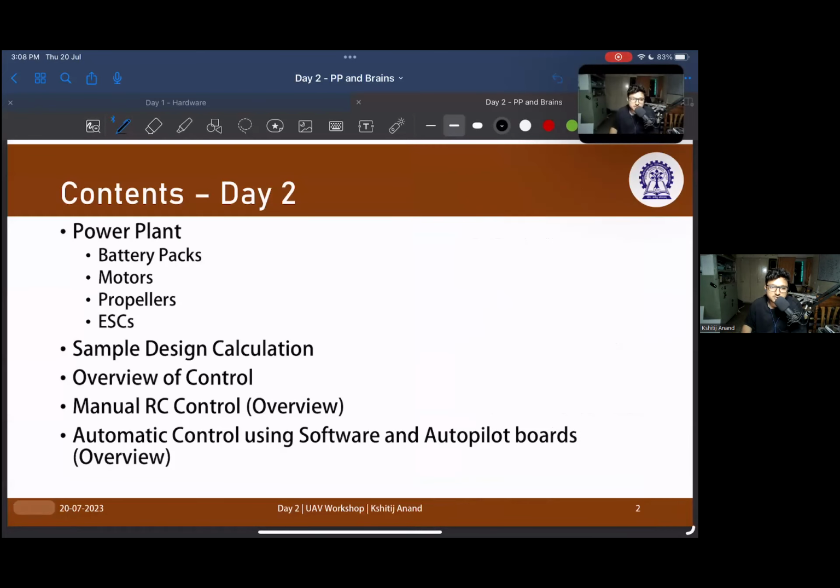So today we'll be discussing power plants. We'll also be doing a sample design calculation for the aircraft that I have built, and how can you size the aircraft next time according to your needs when you build one. And then we'll move on to discuss about how a drone is controlled.